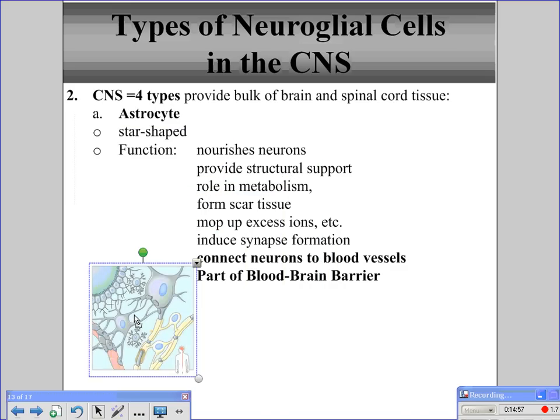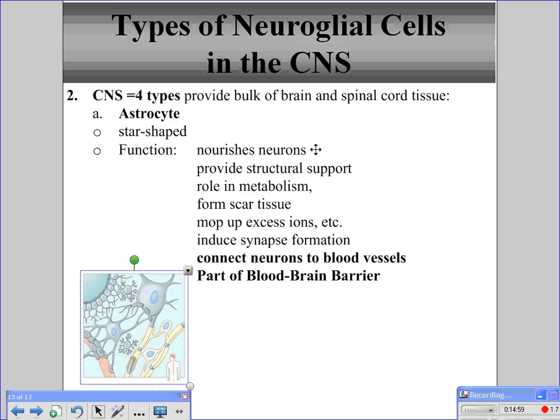So what do the astrocytes actually do? They nourish the neuron. They help get nutrients to the neuron from the capillaries. They give it some structural support, so they, for the most part, hold it in place, but it's not rigid. It is a little bit flexible. There's a role of metabolism, so taking our glucose and making ATP. They can form some scar tissue, which is going to come in later when we talk about regeneration of nerve cells. And then they're going to get rid of some excess ions, as the case may be.